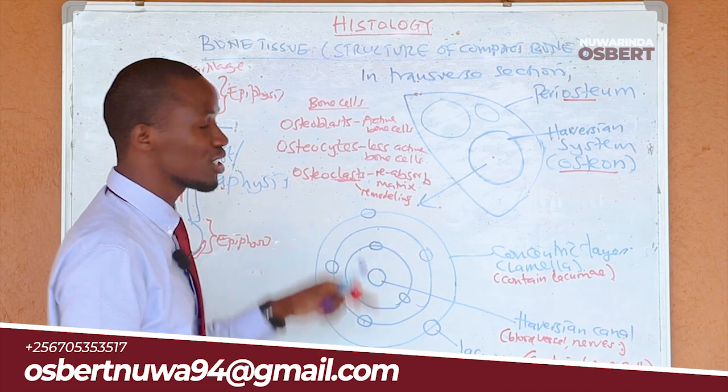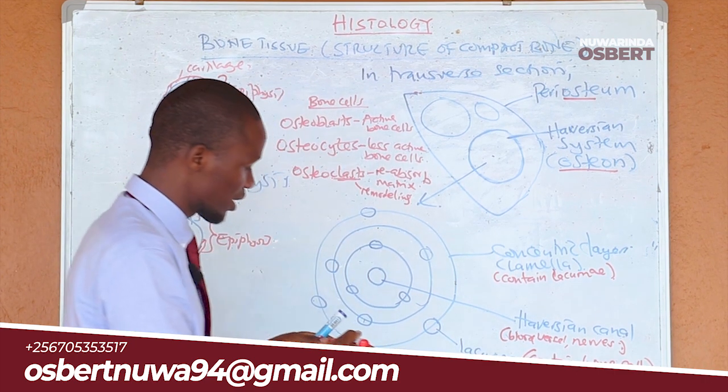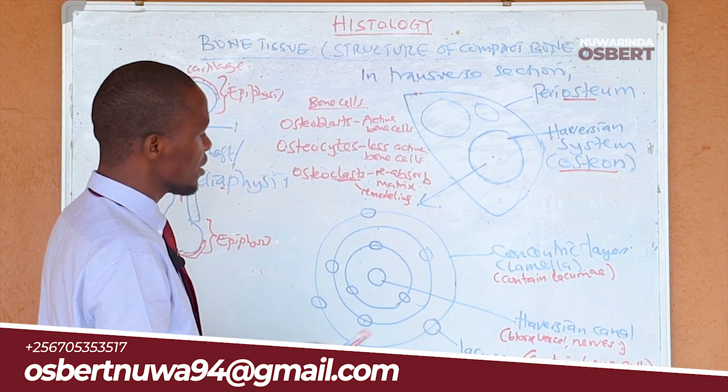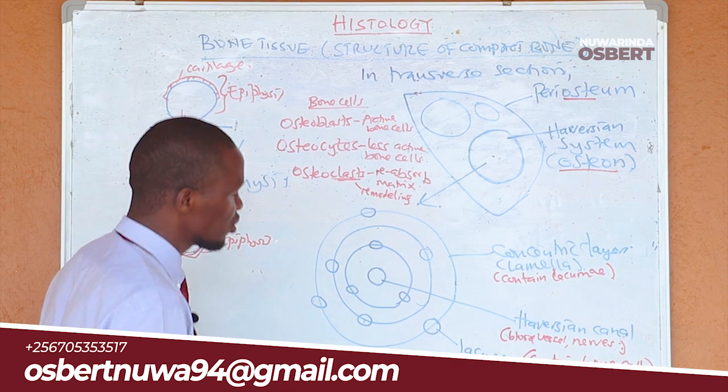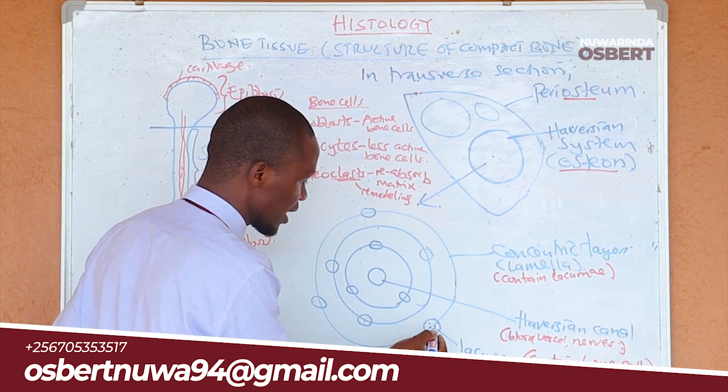So that's the work of the osteoclasts. All these cells are found within structures called the lacunae. Between these lacunae, we are saying that in these lacunae we have bone cells.